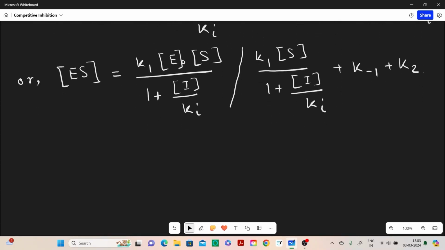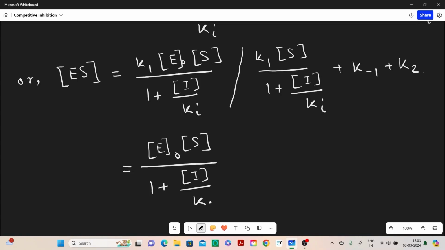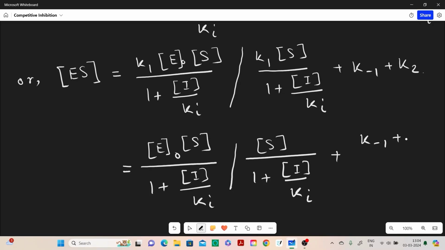So now what we will do is we will divide the numerator and the denominator by K1. So it leads us to E naught S divided by 1 plus I by Ki divided by, so this K1 will cancel out, S by 1 plus I by Ki plus K minus 1 plus K2 by K1.